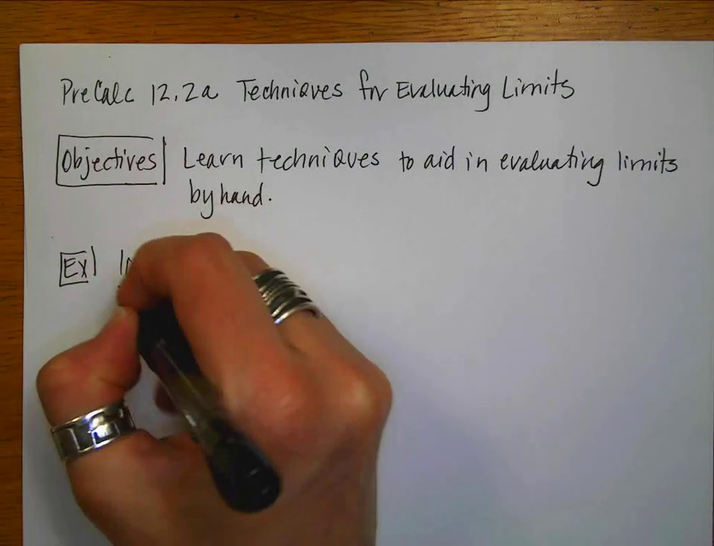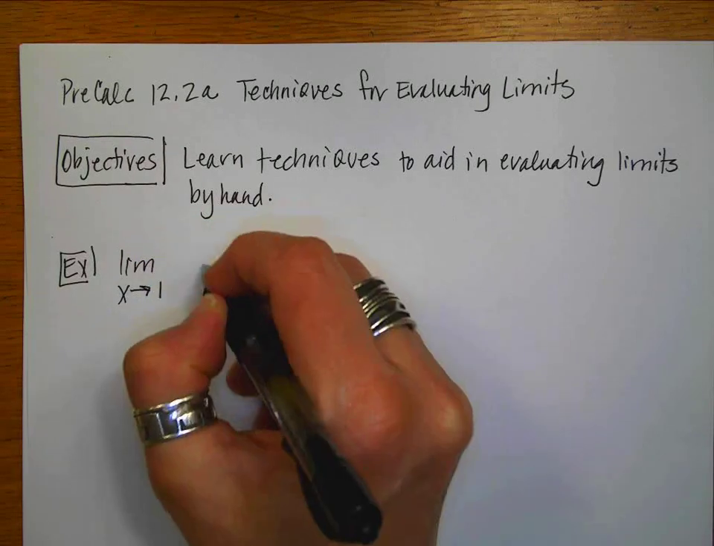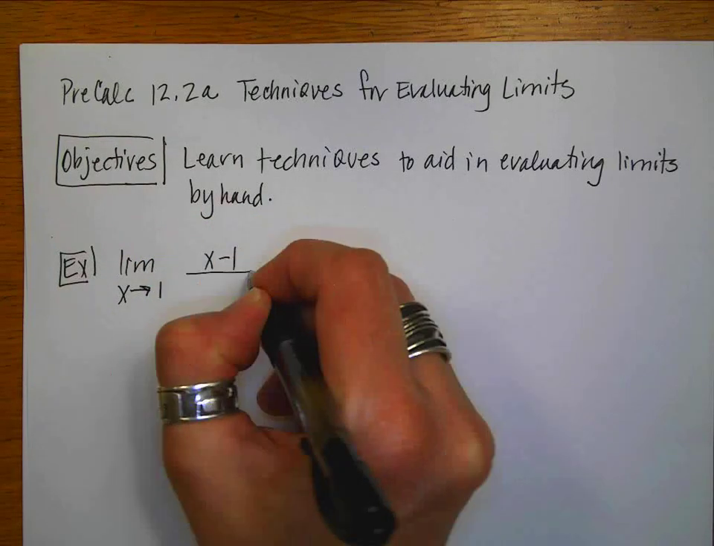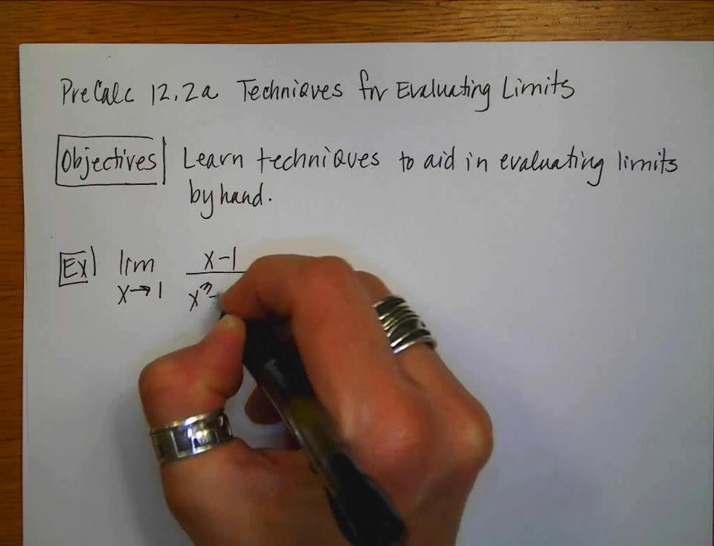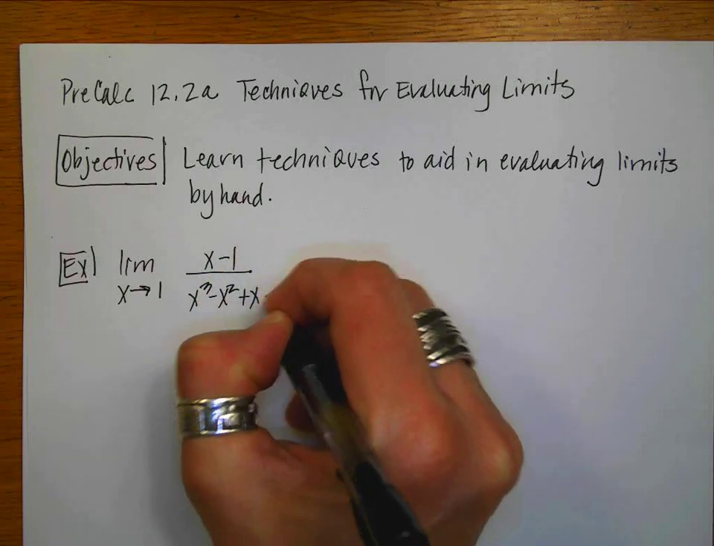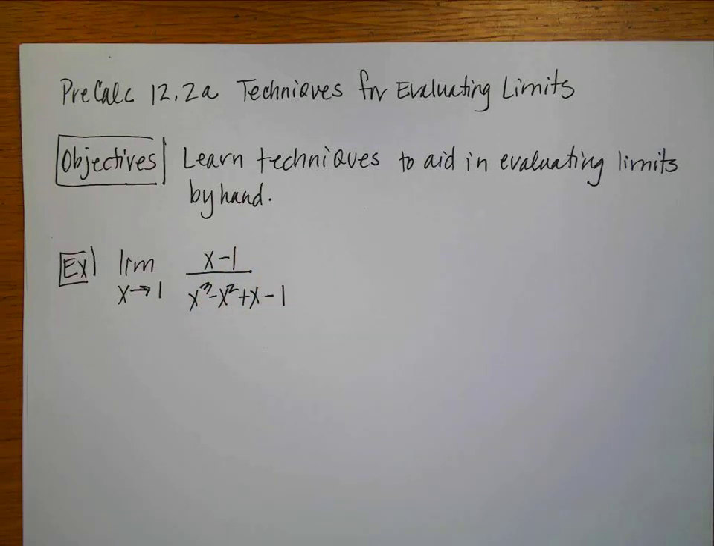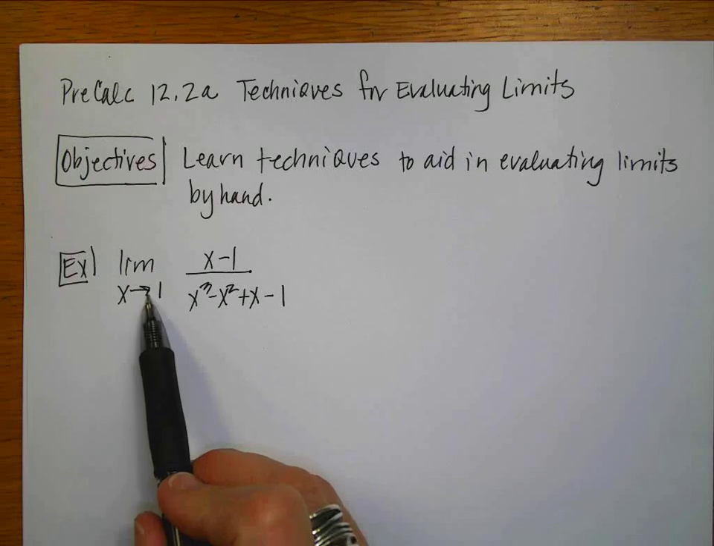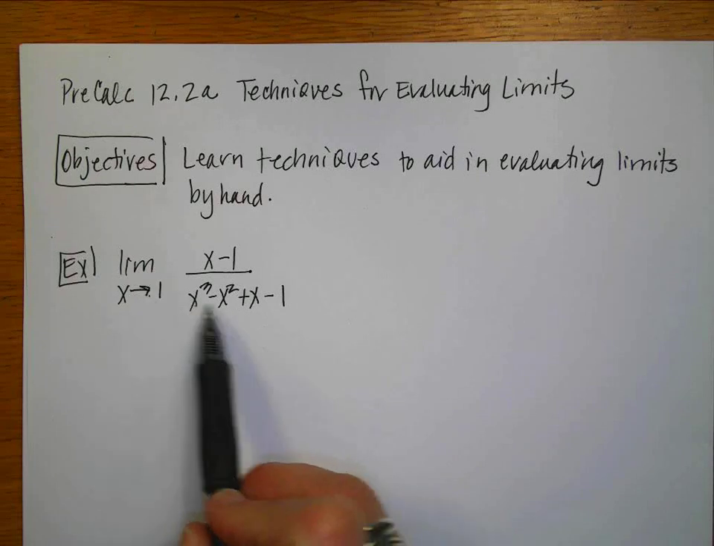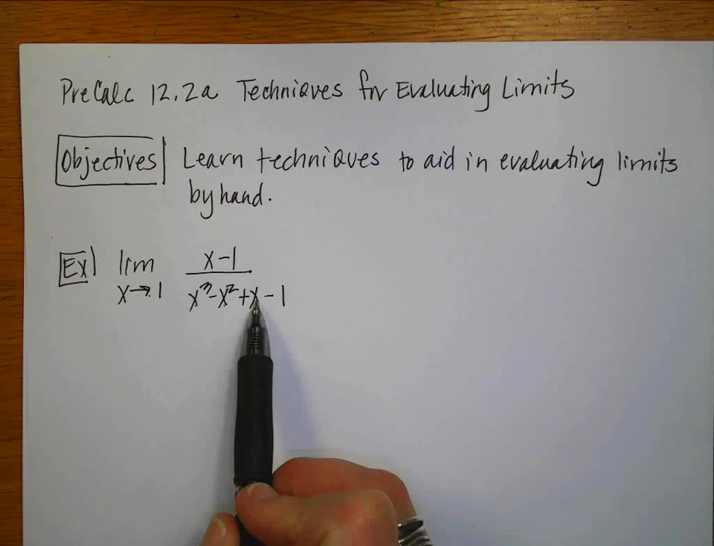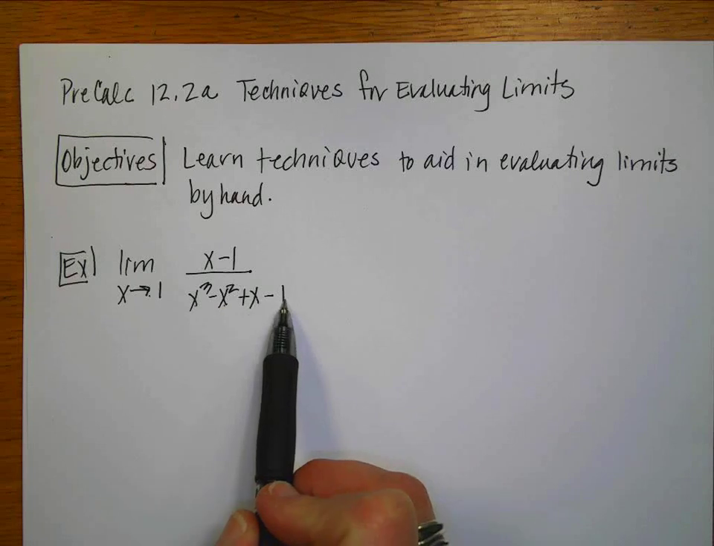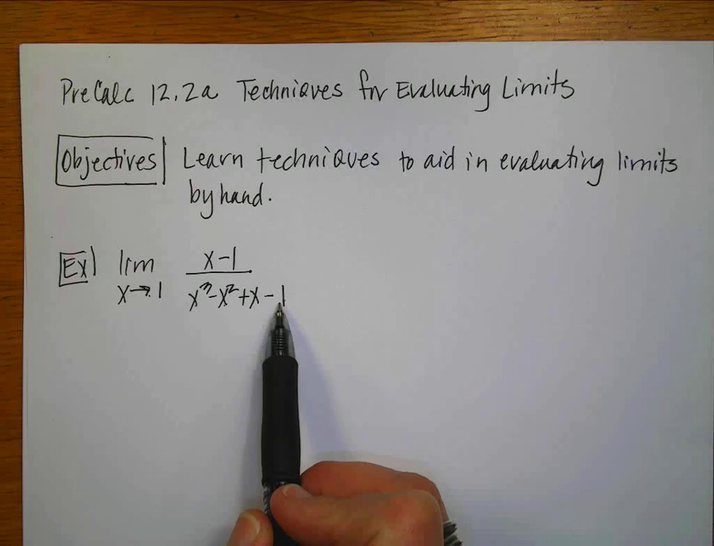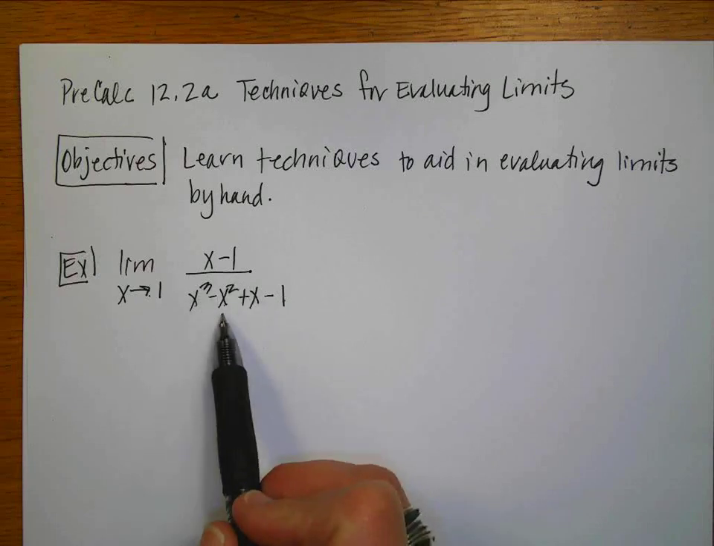I want to do the limit as x approaches 1 of x minus 1 over x cubed minus x squared plus x minus 1. If I think about my direct substitution, this is 1 minus 1, this is 0, and this is 1 minus 1, this is 0. Sad day, 1 minus 1 is 0. So if I did direct substitution, I would get 0 over 0, which is the indeterminate form. So I need to do some math to clean this up.